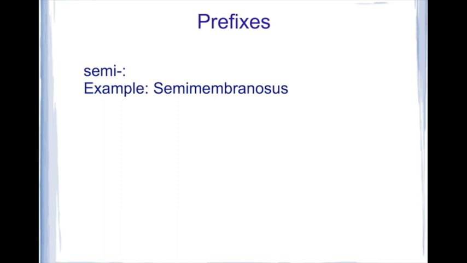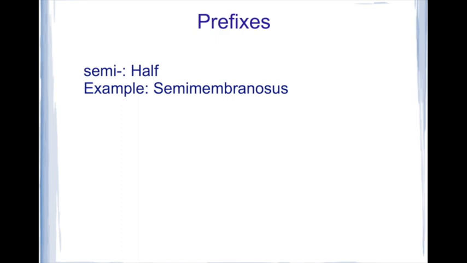Yeah, that tells you why the name semimembranosus describes that muscle pretty well, when you know that semi means half. So it's half muscle and half membranous tissue. That's what makes the semimembranosus.